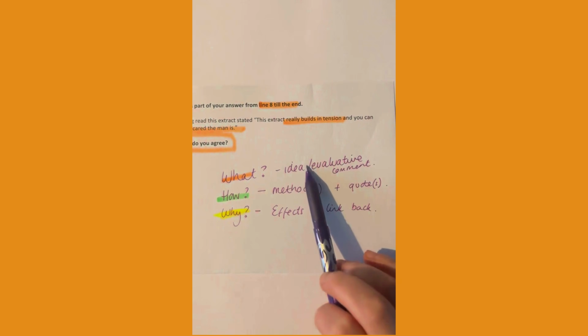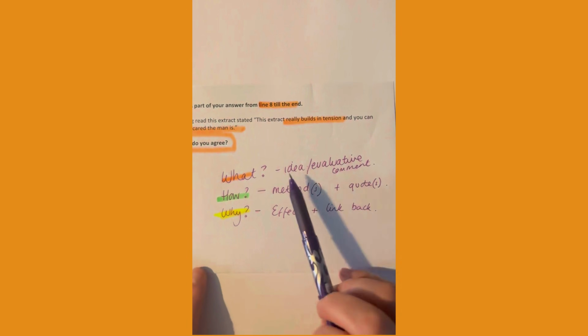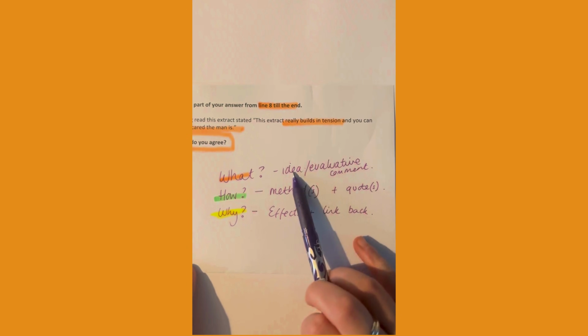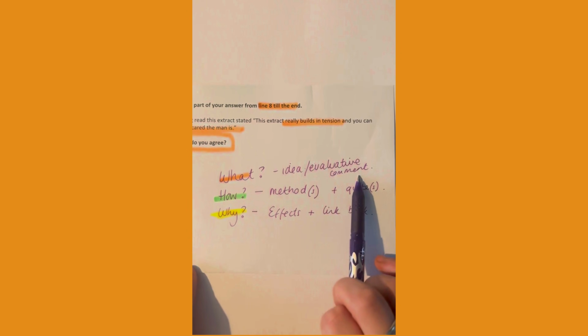So the what is we need to, into our response, make sure at the start of our paragraph, we've got our idea and our evaluative comment. If we've got that in the first part of our paragraph, we've immediately shown our examiner that we know what we are doing for this question and we are bossing it. The how is the method and the quote. So how has the writer done it? Okay, how have they done it?